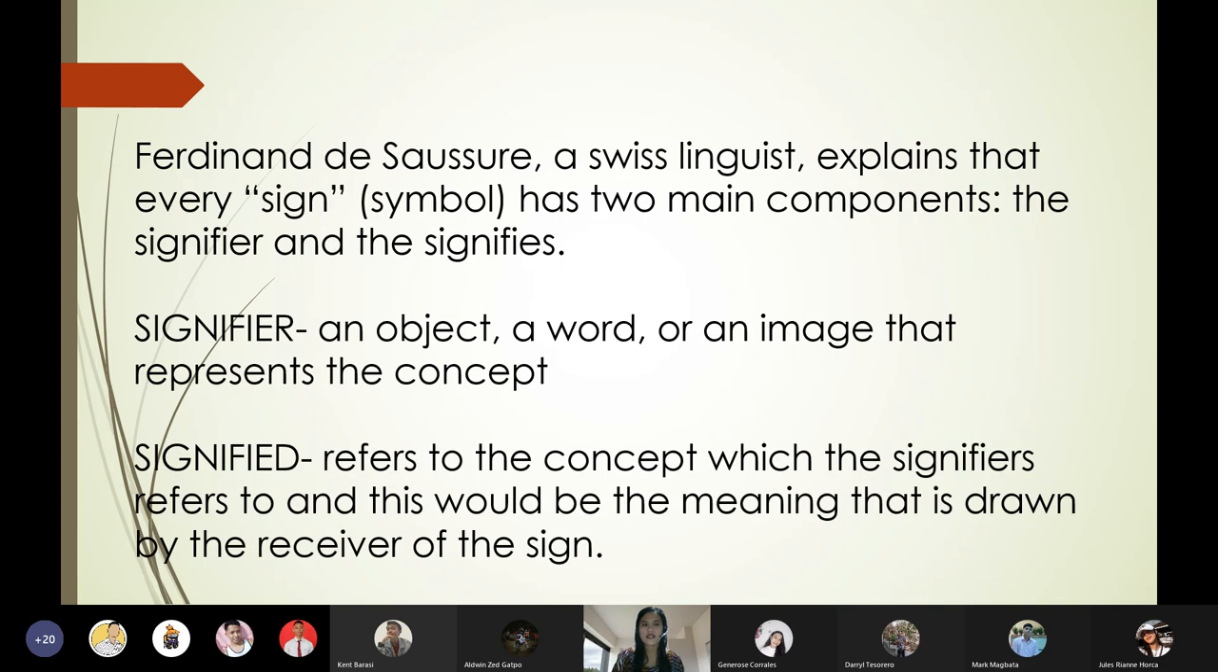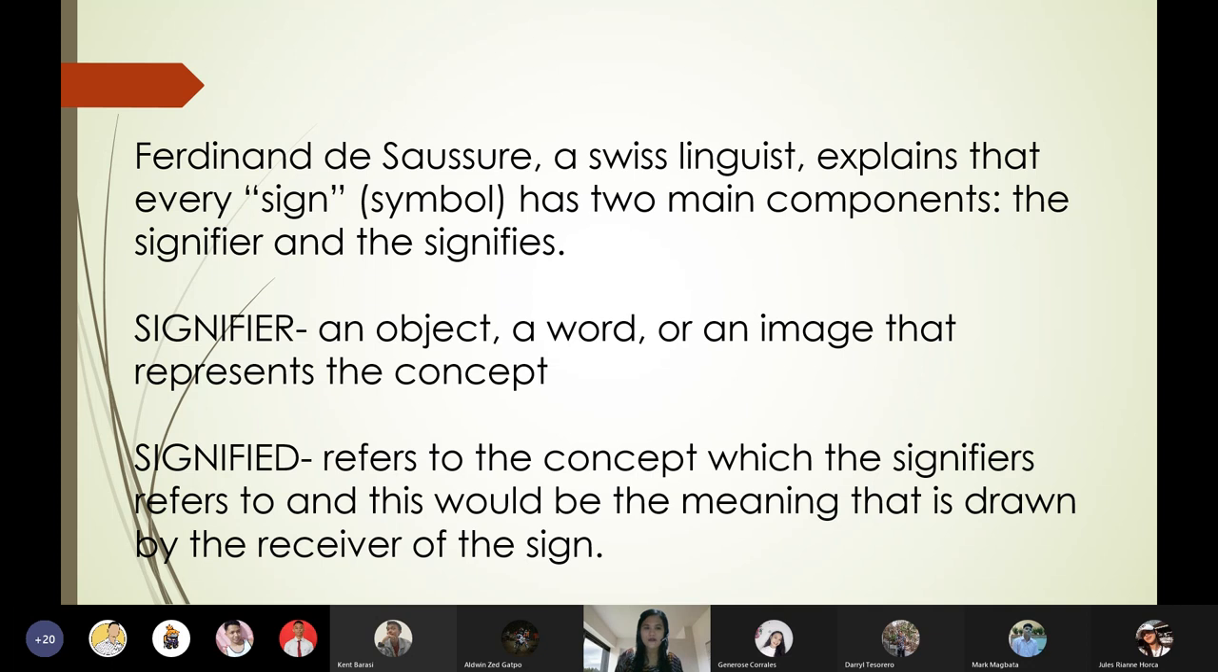And according to Ferdinand de Saussure, a Swiss linguist, every sign or symbol has two main components. One is the signifier, and the other one is the signified. Sorry for the typographic error. It's signified. Okay, signifier and signified. So what is that? I'll explain that. So the signifier is an object. It's a word or an image that represents the concept. When I say cell phone, it's a signifier. Okay, it's an object. It's a word.